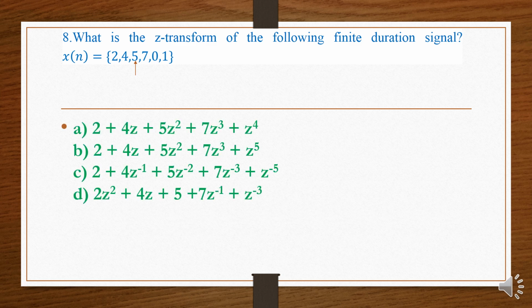Option A, 2 plus 4z plus 5z square plus 7z cube plus z power 4. Then option B, 2 plus 4z plus 5z square plus 7z cube plus z power 5. Then option C, 2 plus 4z power minus 1 plus 5z power minus 2 plus 7z power minus 3 plus z power minus 5. Then option D, 2z square plus 4z plus 5 plus 7z power minus 1 plus z power minus 3. So here only we are having for 5 the value of n is equal to 0. Therefore the answer is option D.